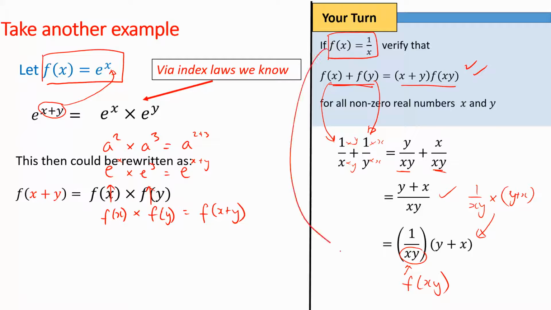Because this is what I said: f of x equals 1 on x. All I'm replacing is the xy. So I've proven that yes, f of x plus f of y is actually f of xy times x plus y. Okay? And that's the method.